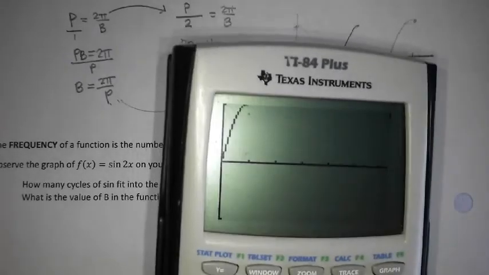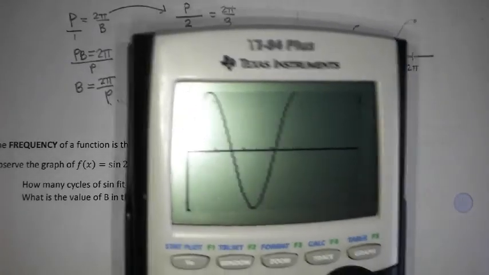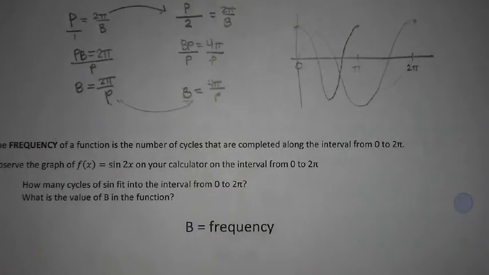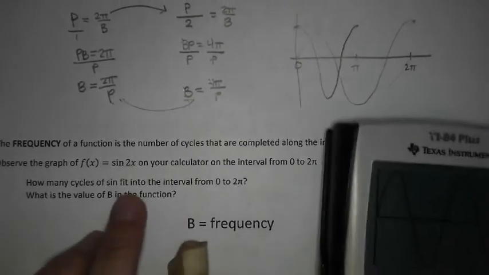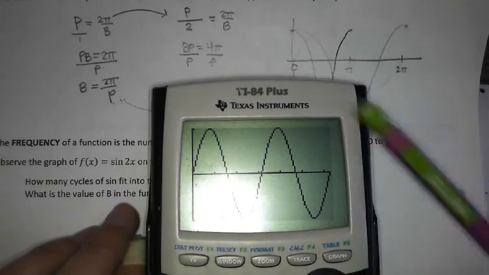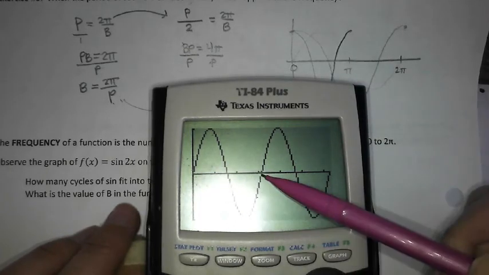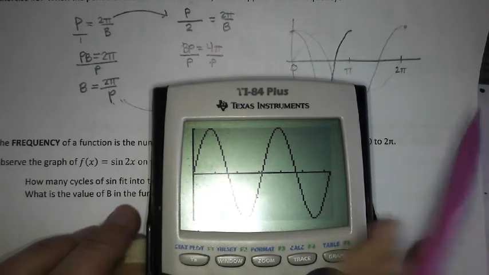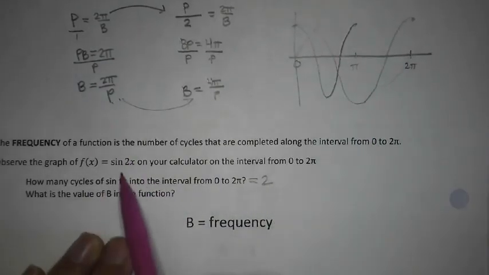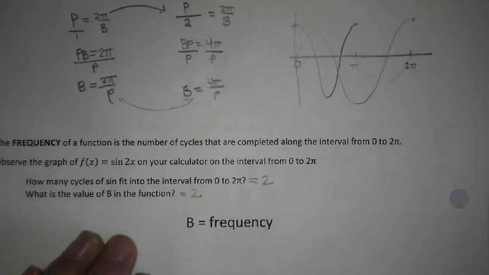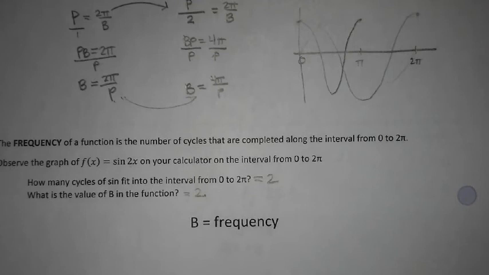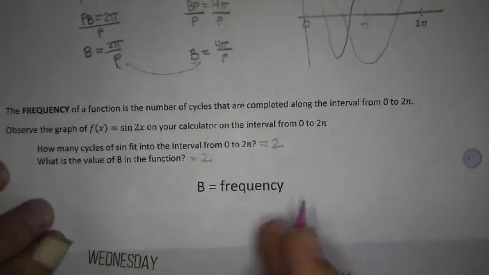So observe this. There's the first sine cycle, and now it's starting a second sine cycle, yes? Okay? So how many cycles of sine fit in the interval from 0 to 2 pi? Here's our first, ends there, and here's our second. So 2 cycles fit. And the value of b from the function is 2, hence the reason why b is our frequency.